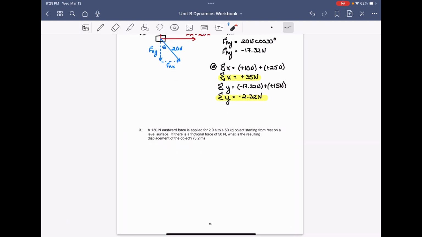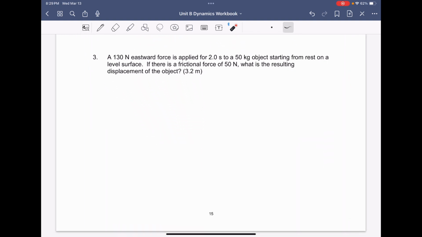All right, now we're going to go back to our third example here. Our third example is the following. We have some sort of eastward force that is applied for 2 seconds to a 50 kilogram object starting from rest on a level surface. If there's a frictional force of 50 newtons, what is the resulting displacement of the object? Now, with this type of problem, the immediate thing we should be thinking about is we're now introducing dynamics with a crossover of kinematics. And from now on, when we go into units B, C, and D, and finish out the Physics 20 year, you're going to be thinking that there's this direct crossover between the material we learned in the first unit and the second unit, which is all forces.